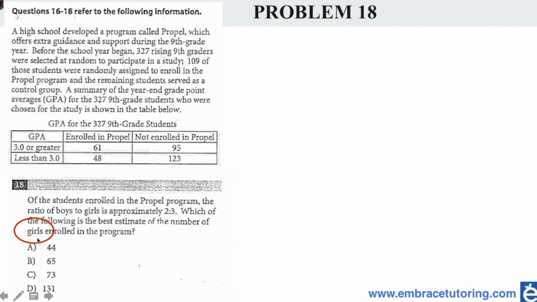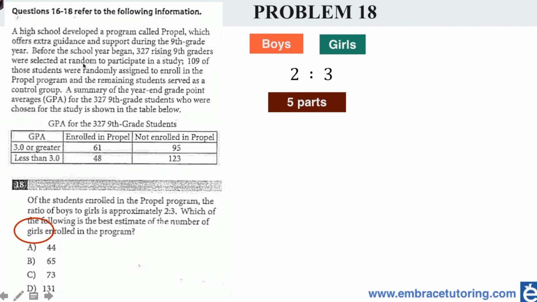Now, understanding the terminology of ratios, where it says boys to girls, that represents the fact that the boys are going to be the 2 and the girls are therefore going to be the 3. Understanding that the total amount of students is, skimming, it says 109 of those students were randomly assigned to enroll in the Propel program. It means the total number of students in the Propel program is 109.